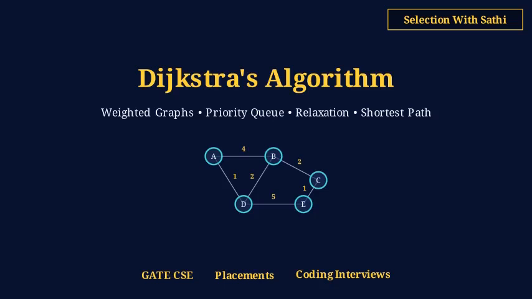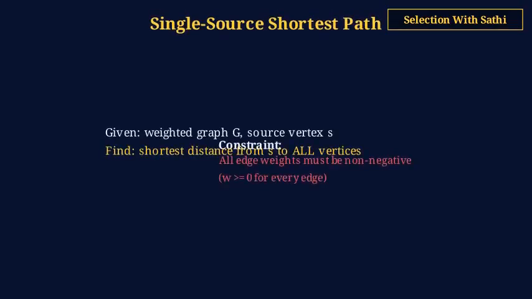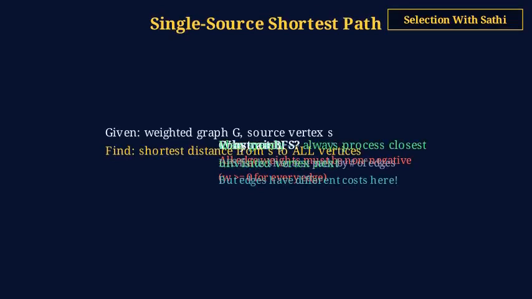Let us begin. Let us start with the complete Dijkstra algorithm. Look at lines 4 and 5, initialize all distances to infinity, source distance to 0. Line 6, push the source with distance 0 into a min-heap. Line 8, pop the node with smallest distance from the heap. Lines 9 and 10, this is important.